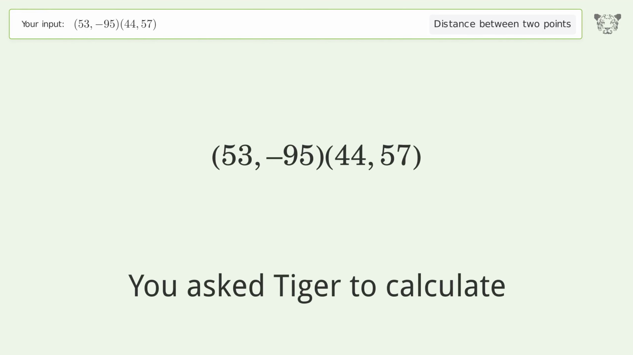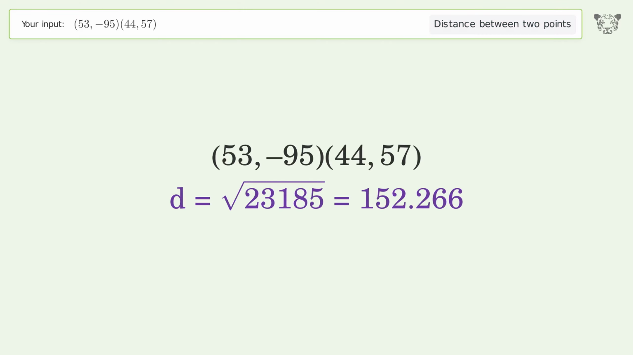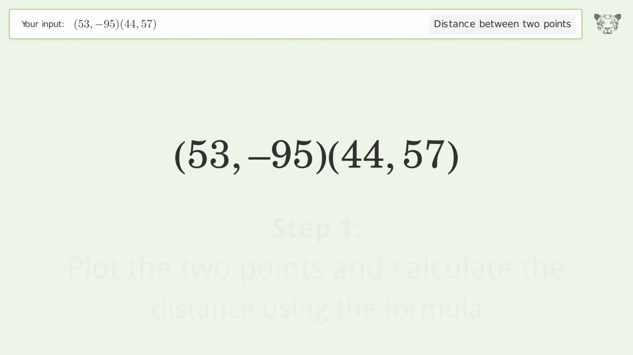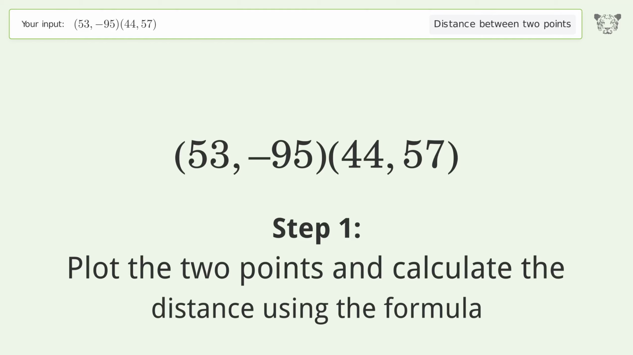You ask Tiger to calculate. This deals with the distance between 2 points. The distance between the 2 points is the square root of 23,185 or 152.266. Let's solve it step by step. Plot the 2 points and calculate the distance using the formula.